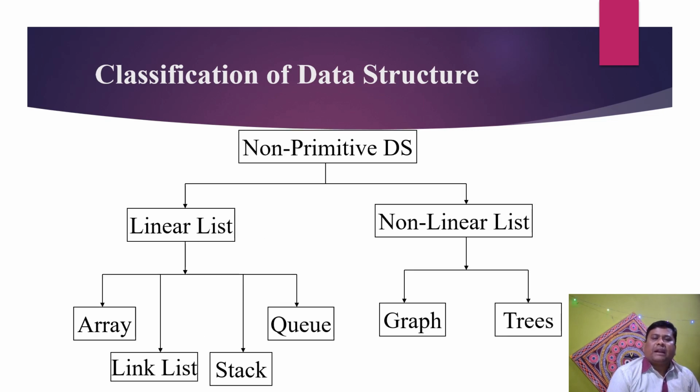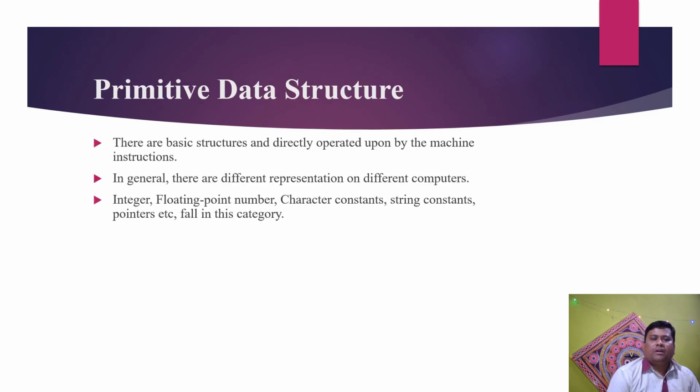The non-primitive data types are called the linear list and the non-linear list. The linear list contains array, linked list, stack, and queue, and the non-linear list contains graphs and trees. Okay.